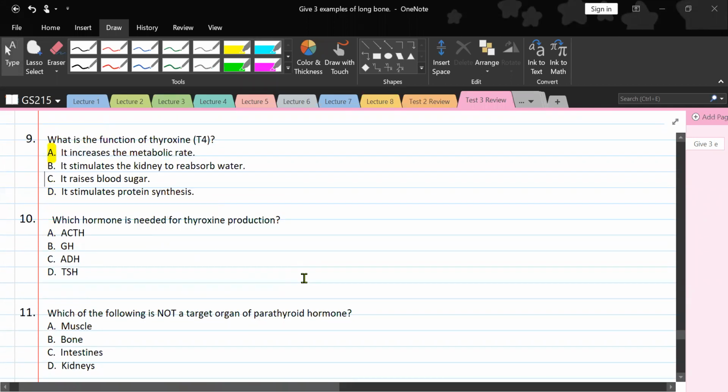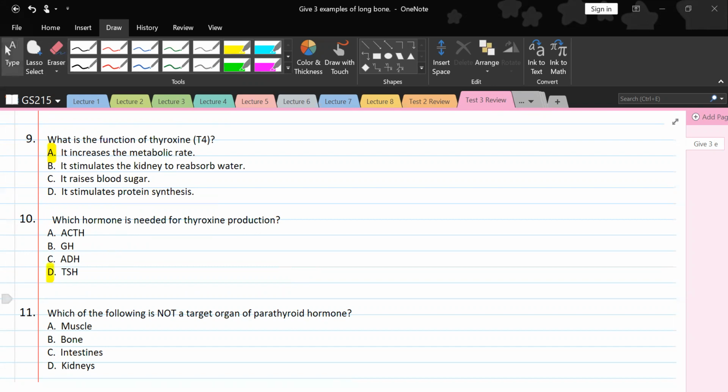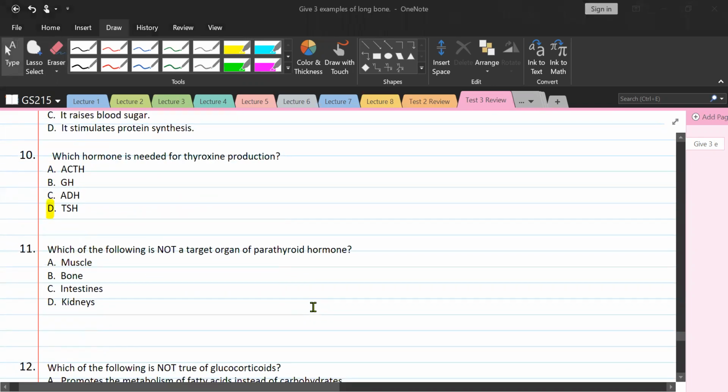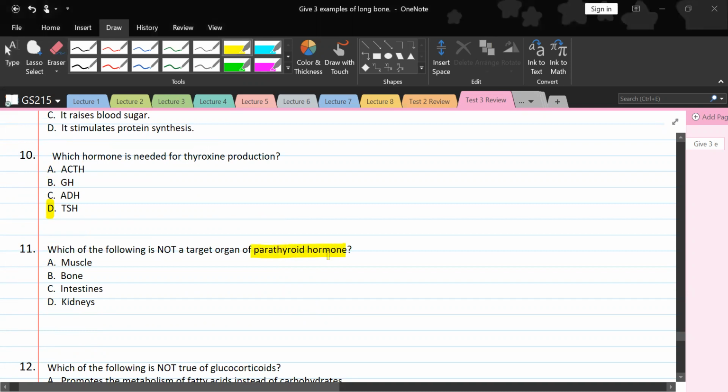Which hormone is needed for thyroxine or T4 production? If you think about the pathway, to stimulate the release of T4, we need thyroid stimulating hormone. Which of the following is not a target organ of parathyroid hormone? Parathyroid hormone is needed to bring calcium level back up. It will take the calcium from bones, from intestine and kidneys, but not muscle.